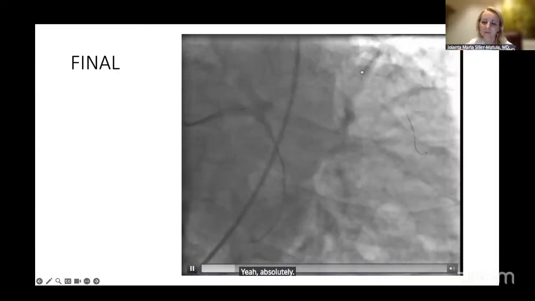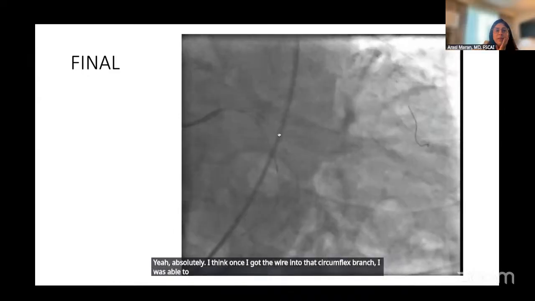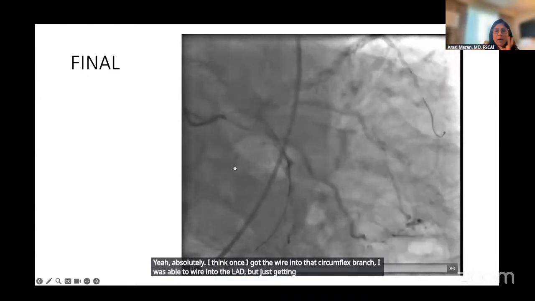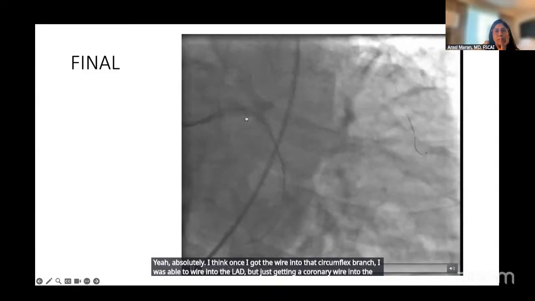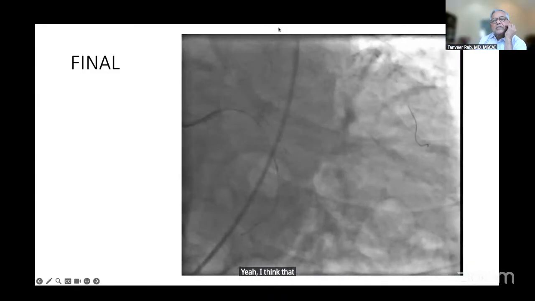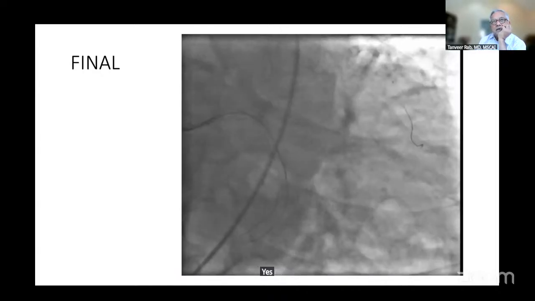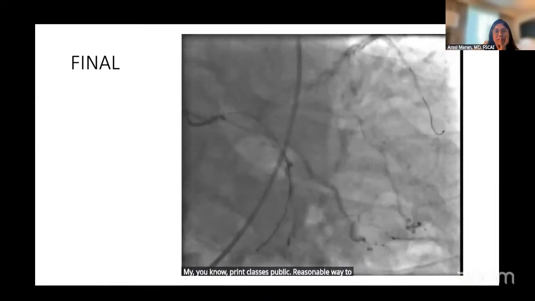I think once I got the wire into that circumflex branch, I was able to wire into the LAD, but just getting a coronary wire into the left main was just absolutely miserable in this case. Yeah, I think that because you're an expert CTO, to use the Suzuki, Twin-Pass is probably something that comes much more naturally and easily. Yes.